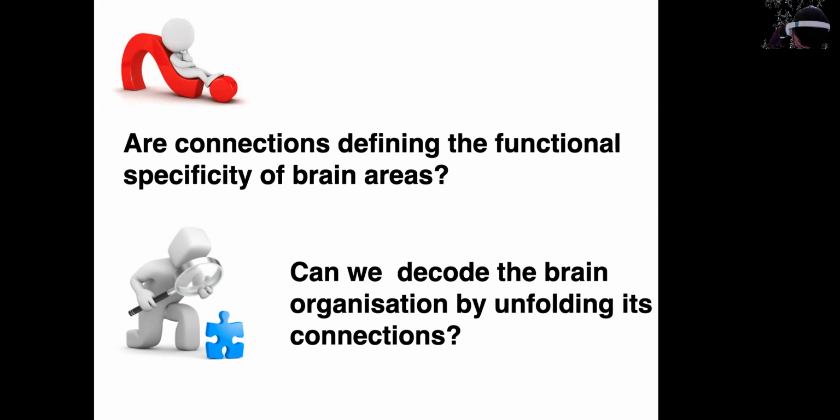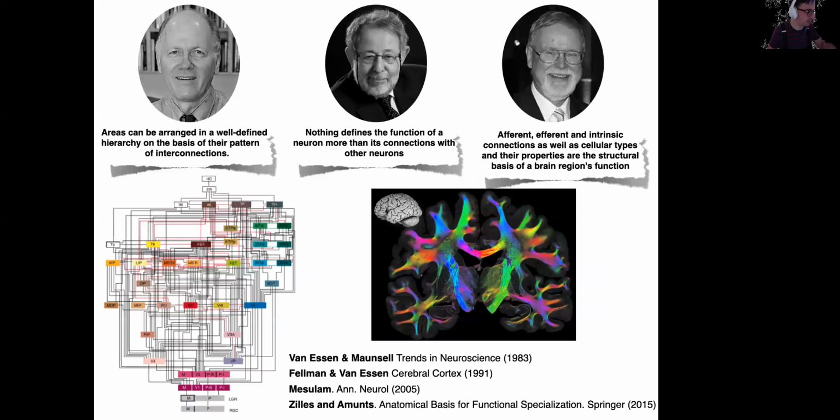This is a fascinating idea, which is absolutely not mine, and has been defended and suggested by many fantastic authors, such as David Van Essen, who said that areas can be arranged in a well-defined hierarchy on the basis of their pattern of interconnections. Marcel Mesulam, who said nothing defines the function of a neuron more than its connection with other neurons. And Karl Zilles, who said afferent, efferent, and intrinsic connections, as well as cellular types and their properties, are the structural basis for a brain region's function. You have some examples of their work at the bottom part of the slide.